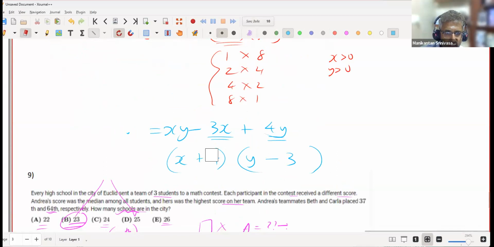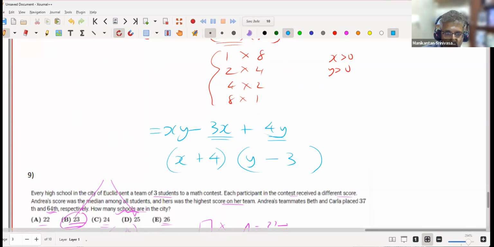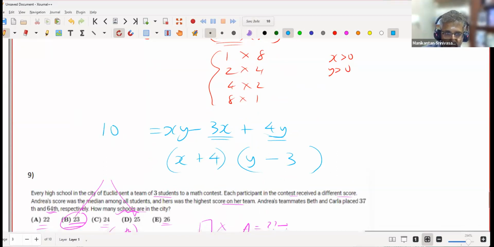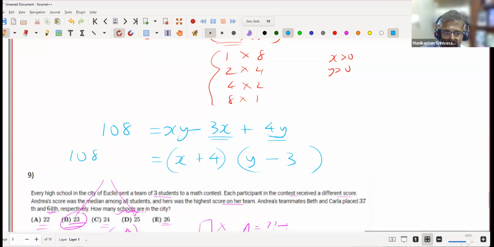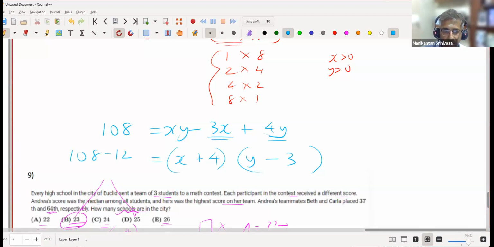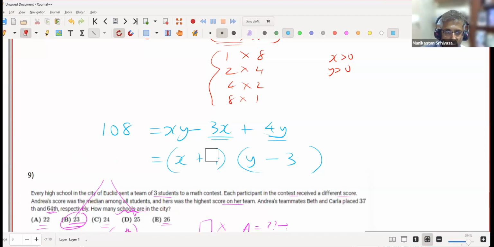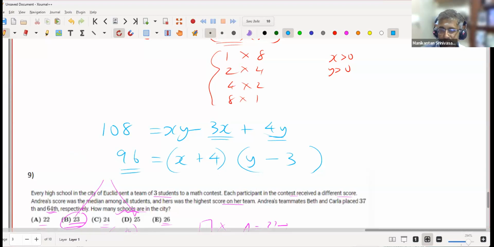Okay, and I'll just change this question to be, now that I know, I'll just make this 108. Now what have I introduced? I've introduced a minus 12 on the right hand side. Therefore, I have to compensate with the minus 12 on the left hand side as well. Therefore, the problem becomes how many products will give 96, right? And that's an easy problem. The number of factors for 96.